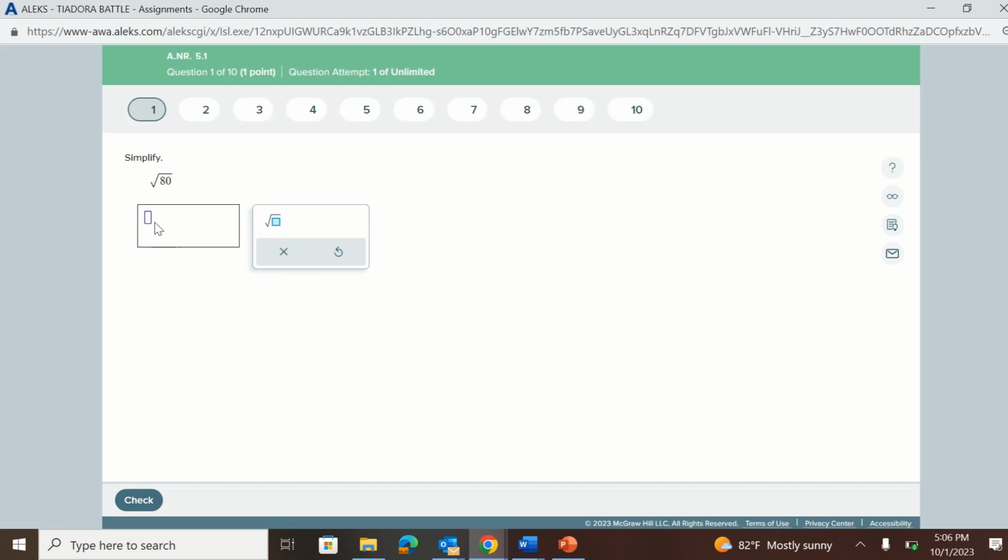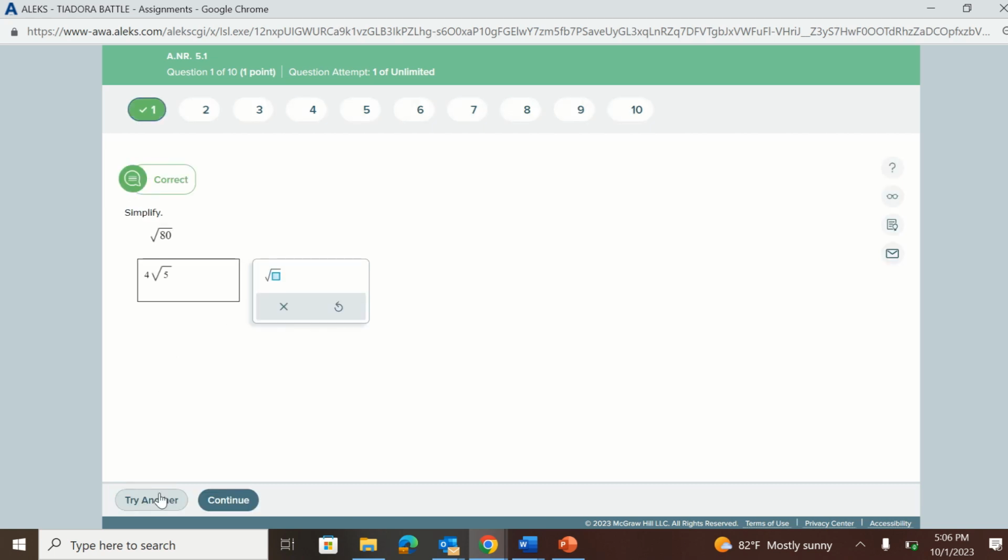So in this case, if we're working with radical 80, we know that we can simplify that as 4 radical 5. And then students would get an opportunity to go ahead and check their answer. And as we can tell here, this answer is correct. Students can either decide to try another problem or they can move on to the next problem.